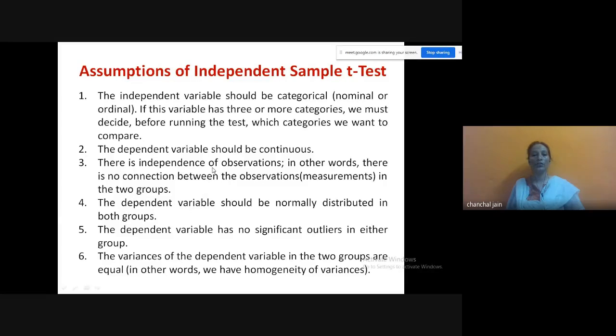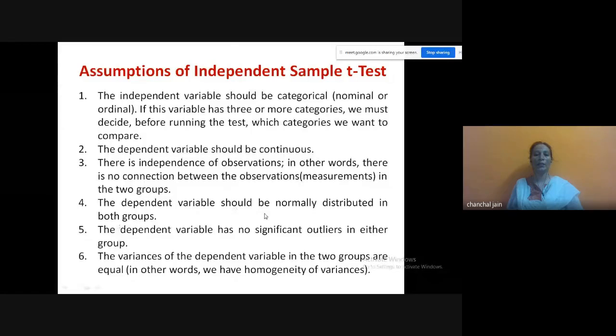Then independence of observations. The meaning of independence of observations is that the categories you are taking for your independent variable should be independent of each other. As I told you in the example of gender, we have taken two categories, male and female. Both are independent of each other. If your respondent is male, he will be part of only the male category. He cannot be part of the female category. This way the observations will be independent of each other.